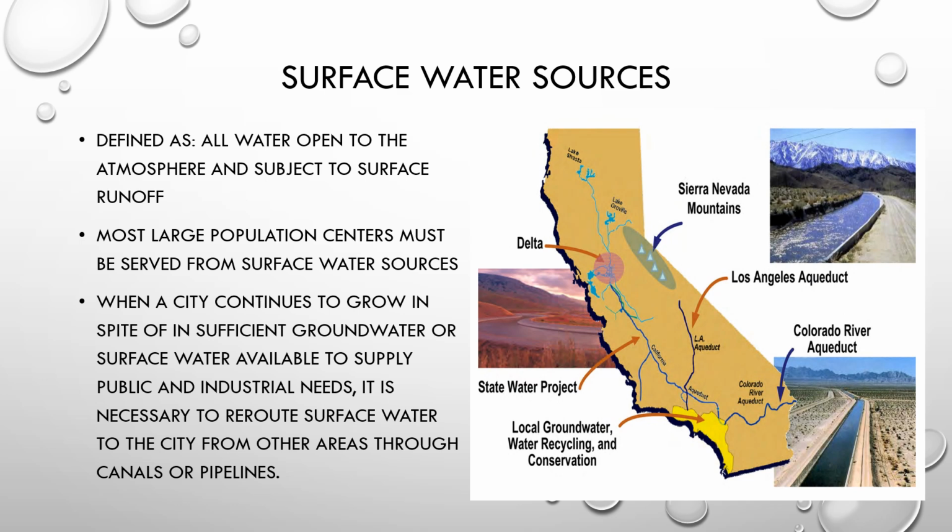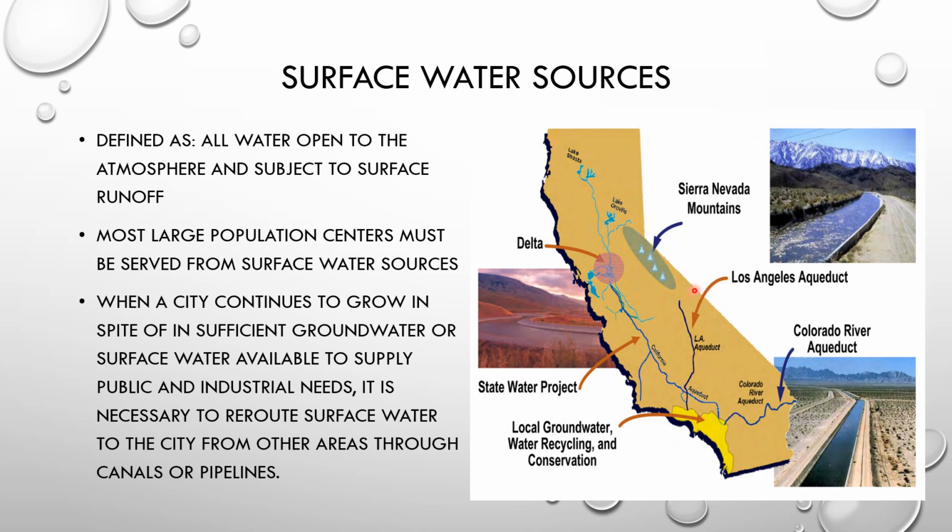You have different types of sources for surface water. In California, we have multiple sources of water. As you can see up here, just northeast of the Bay Area, you've got what's known as the Delta. And just south of that, you have what's called the State Water Project, or the SWP, which takes water all the way from up there and brings it down to us here in Southern California.